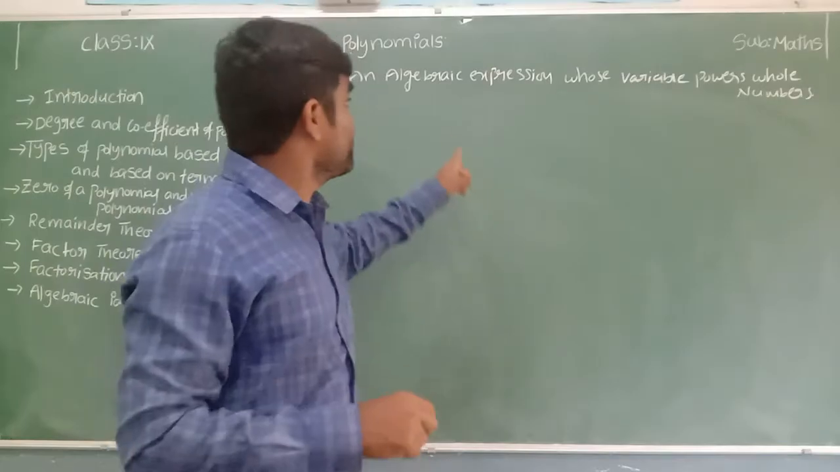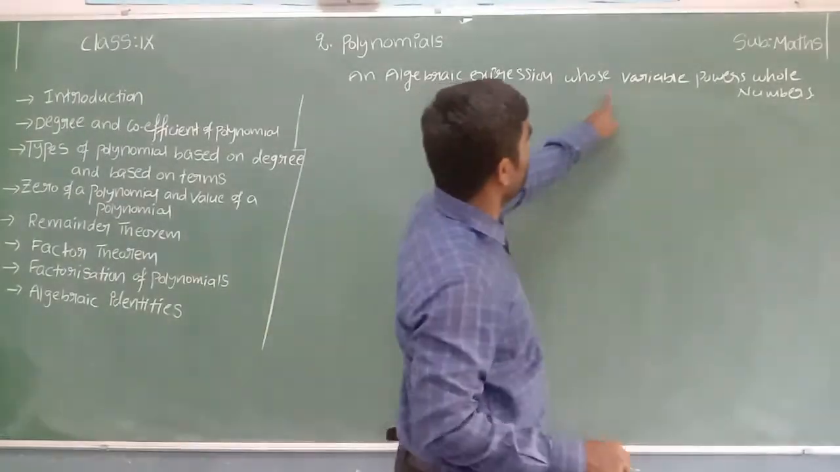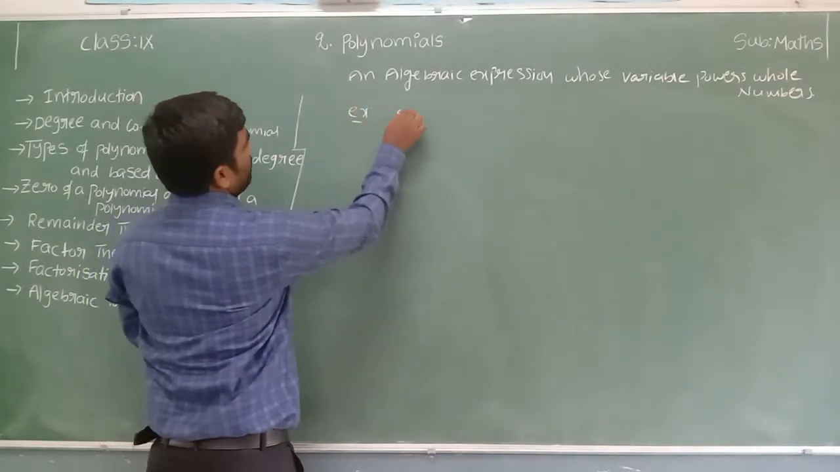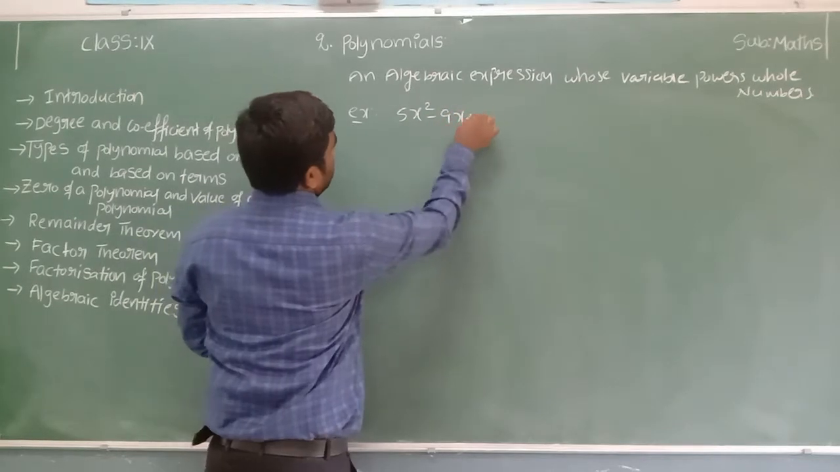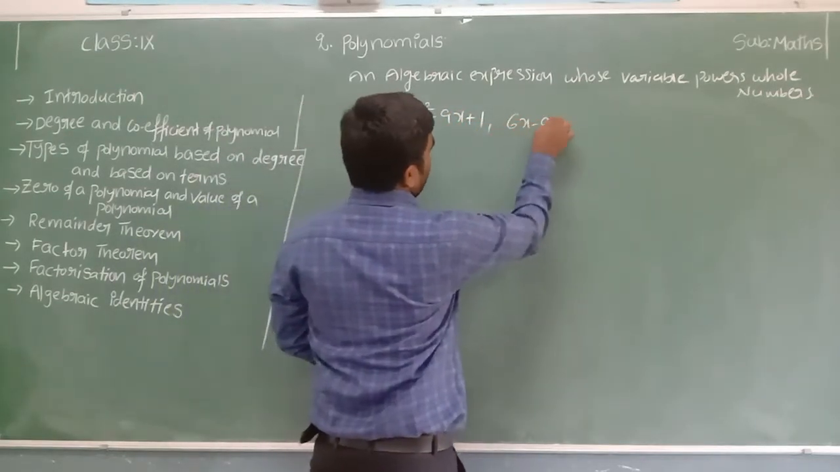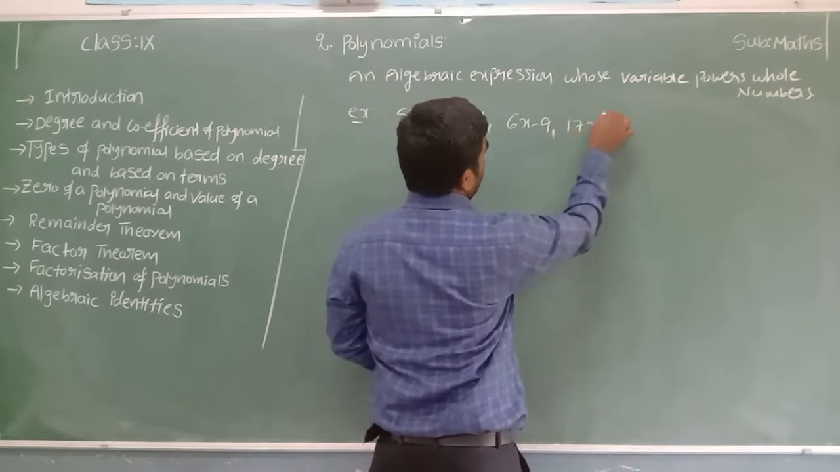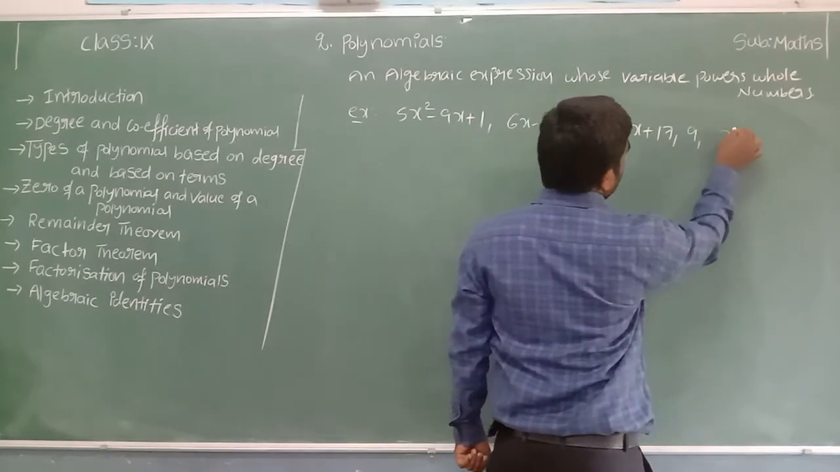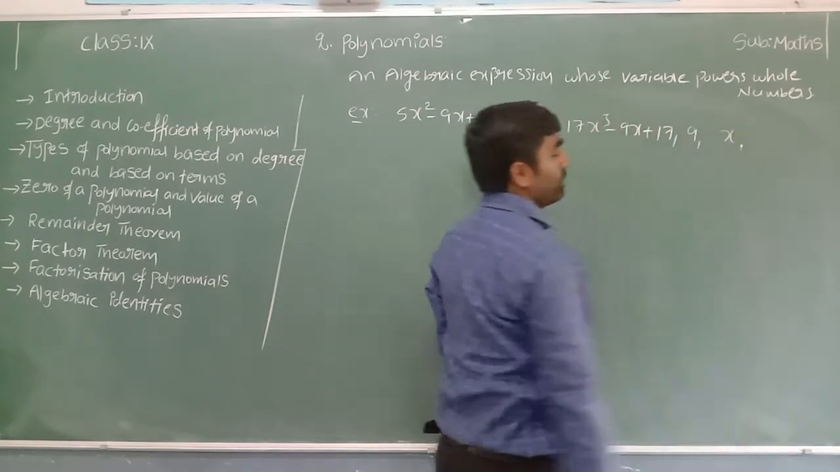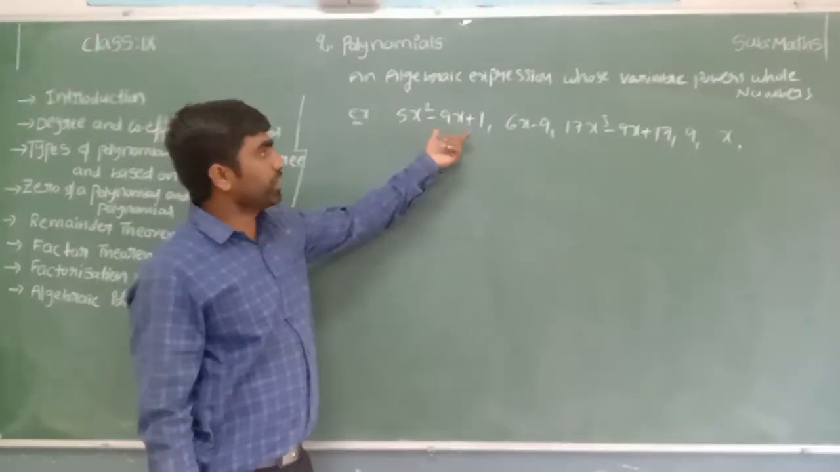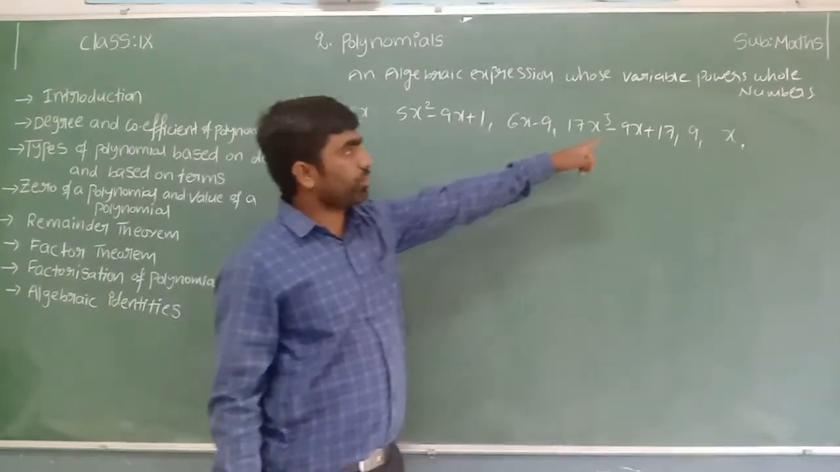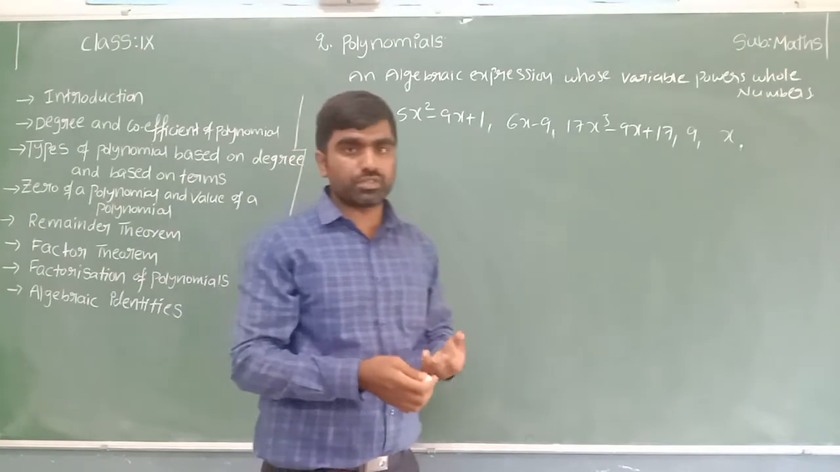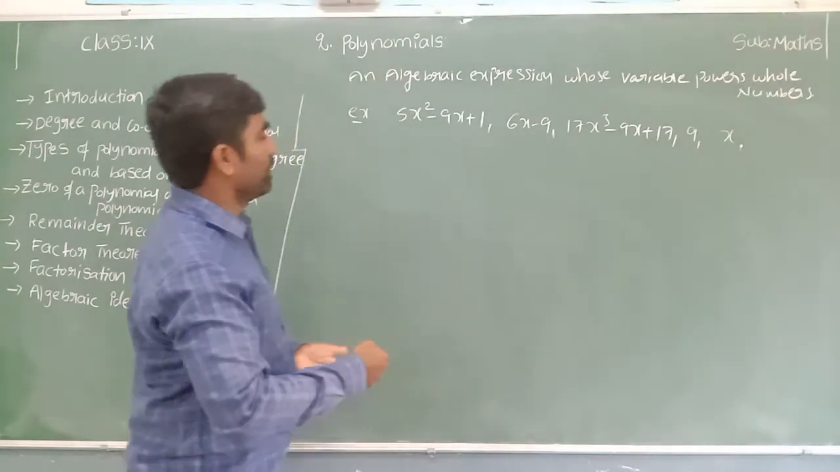Children, hope you understood what is a polynomial: an algebraic expression whose variable powers are whole numbers. Let me write some examples: 5x square minus 9x plus 1, 6x minus 9, x cube minus 9x plus 17, 9, x. Like that you can see many examples of polynomials, whose variable powers are whole numbers. Now we'll see a few terms which we generally use in the polynomial chapter, which are degree and coefficient.